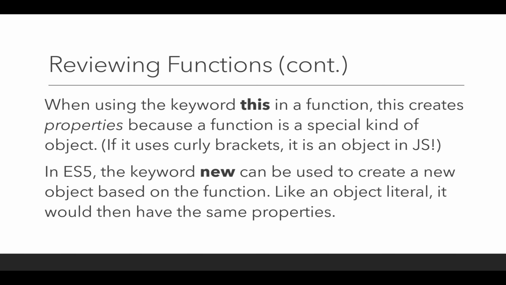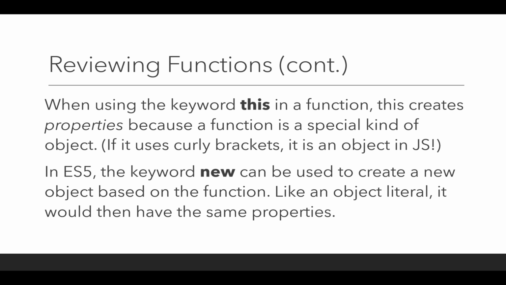When using the keyword this in a function, this creates properties, as I just discussed, because a function is a special kind of object. And again, as a review, if it uses curly brackets in JavaScript, it is an object. In ES5, so again, pre-2015, the keyword new, an additional keyword, can be used to create a new object based on the function. So again, a function is a kind of object. So we can use the new keyword to create a new object based on that function. So like an object literal, then it would have the same properties.